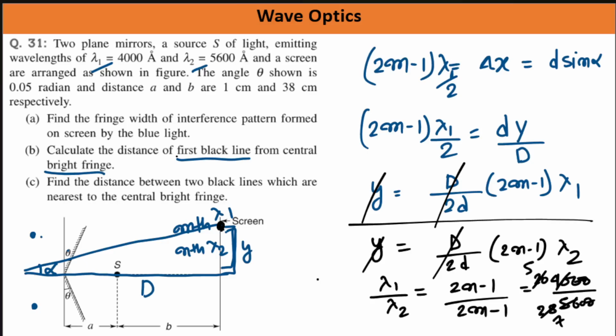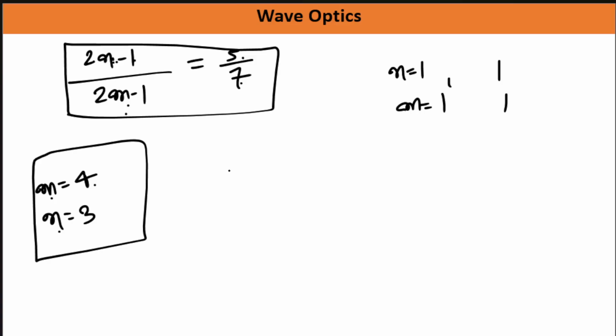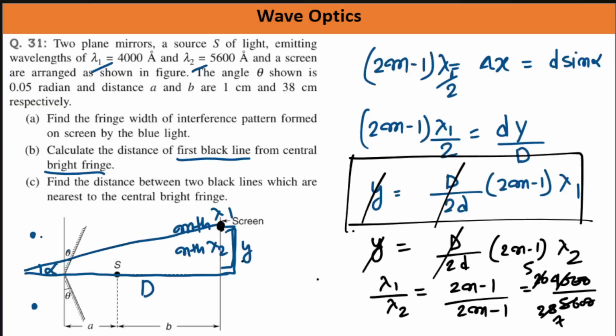Question क्या पूछा गया? Calculate the distance of first black line. So either you calculate it from here, I mean y is equal to ये formula से निकाल लो या फिर यहाँ से निकाल लो second से. I mean position y is same, right? So you use either of these things. So y is equal to, मैं कोई भी एक use करूंगी, d by 2d into चलो 2m minus 1 lambda 1.